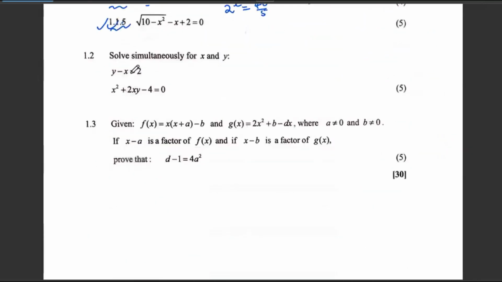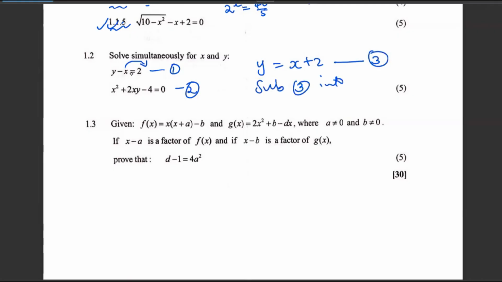1.2, solve simultaneously. If this is our equation 1, this is equation 2. From equation 1, we can see, we can move this x that side, so that y is going to be x plus 2. Let me call this equation 3. And then we need to substitute equation 3 into equation number 2.